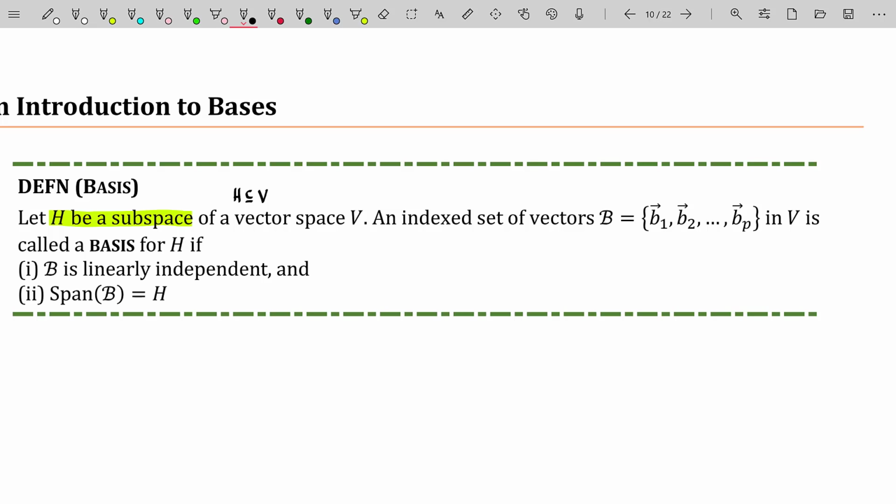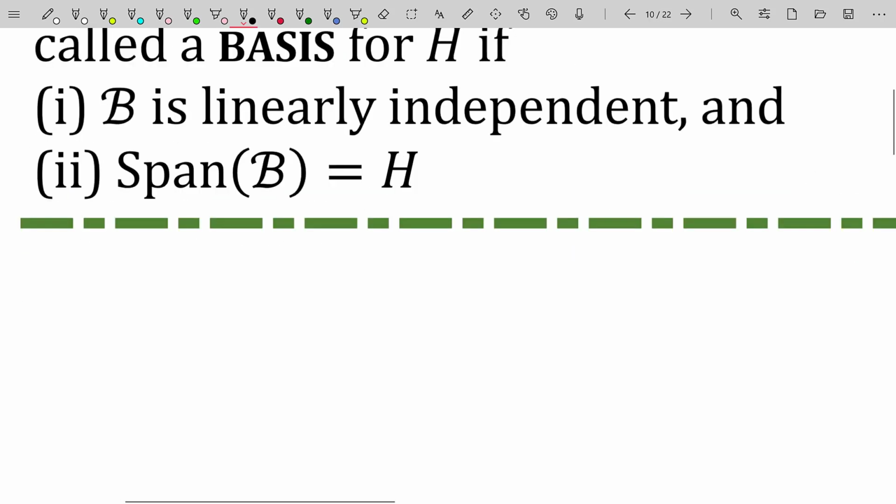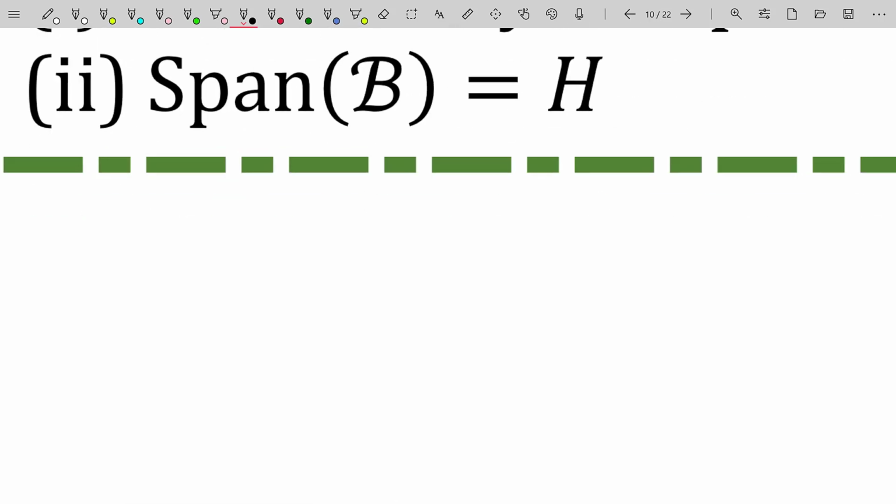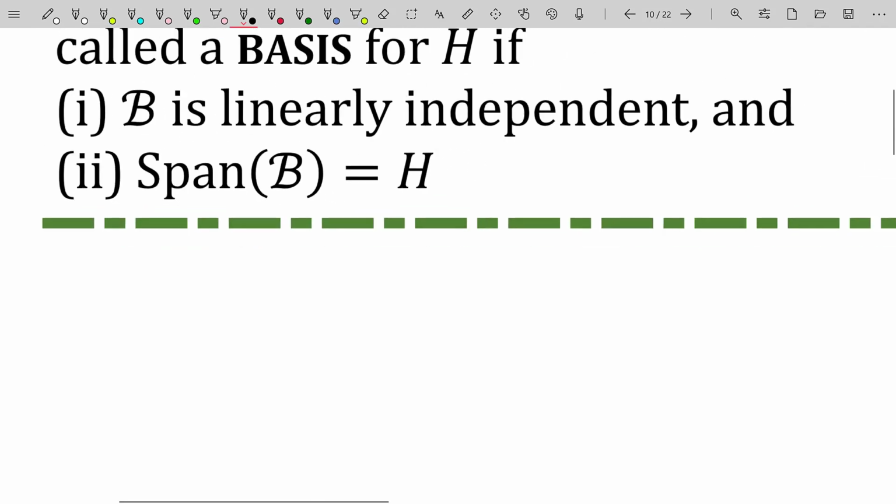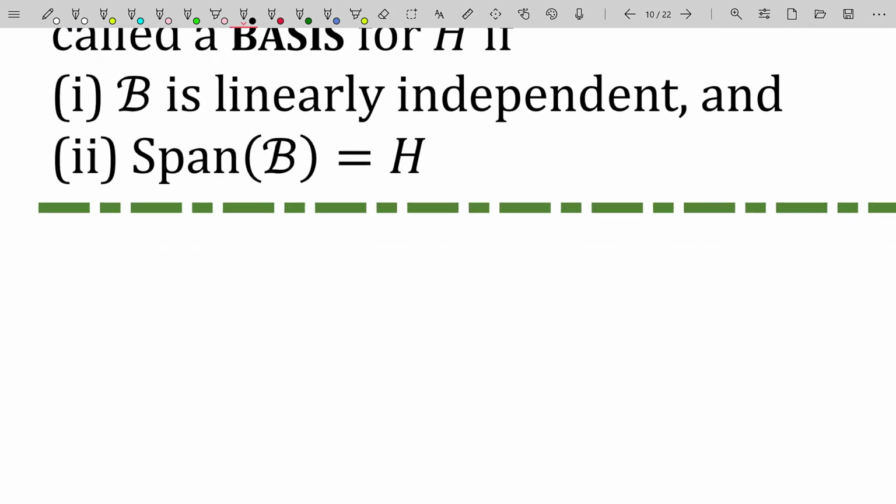Remember, it has to build all of your subspace, so that collection of vectors had better span your subspace, but you also want to make sure that there's not redundancy within that set of vectors. Therefore, that set of vectors must be linearly independent.